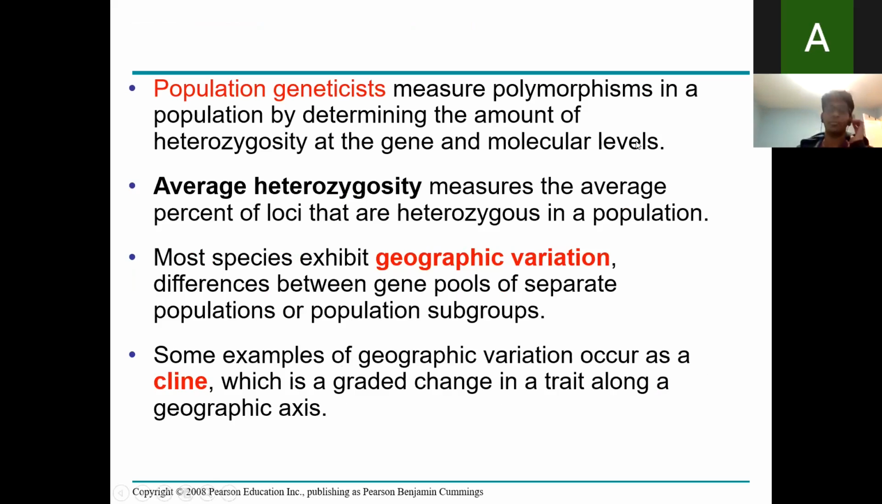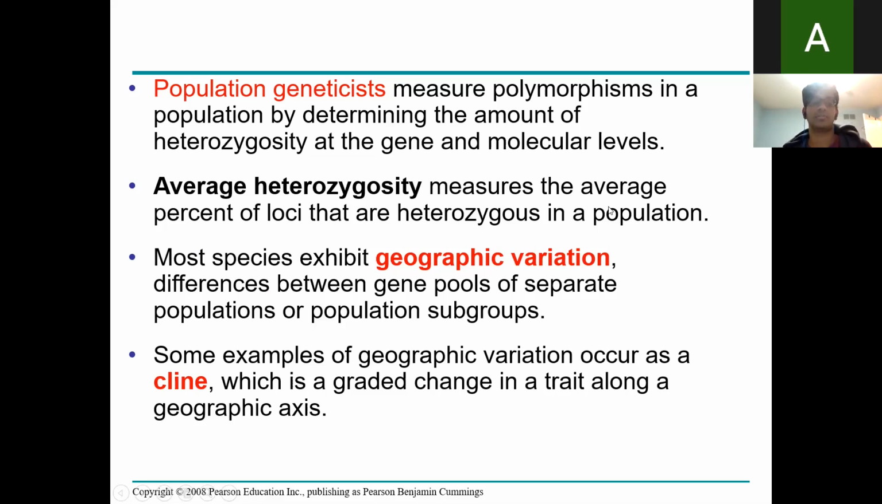Population geneticists measure polymorphisms. Average heterozygosity measures the average percent of loci that are heterozygous in a population. You can use this to tell a lot. It's useful when you're looking at Hardy-Weinberg.